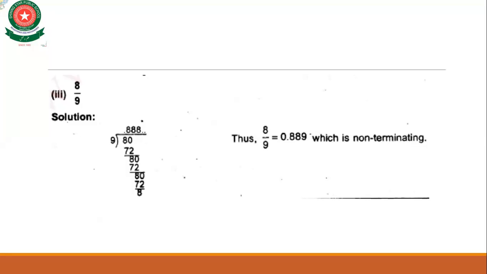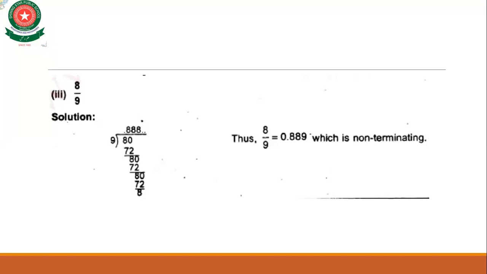Thus, this equation is also non-terminating, where 8 by 9 is equal to 0.889. Here you can see that we put 9 after 8 just because we have rounded off the values, and we know that while rounding off, if the next number is greater than 5, then we will add 1 to the last number. So here we write 0.889 instead of 0.888.